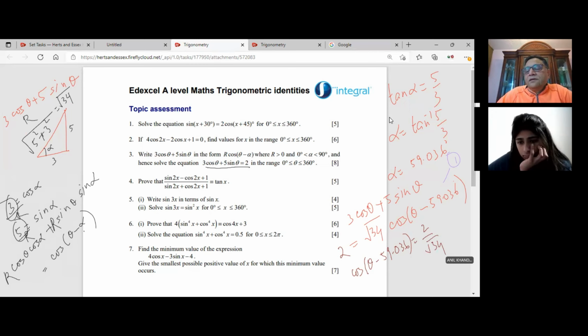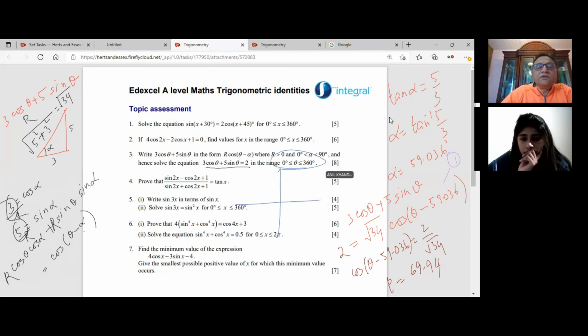Yeah. So find the related acute angle beta. What do you get? You get 69.94. Very good. 69.94. Good calculations, right? So we got this angle. Since we know it is positive, right? Since it is positive, we have two solutions within the given domain, right? And those are in quadrant 1 and 4, right?